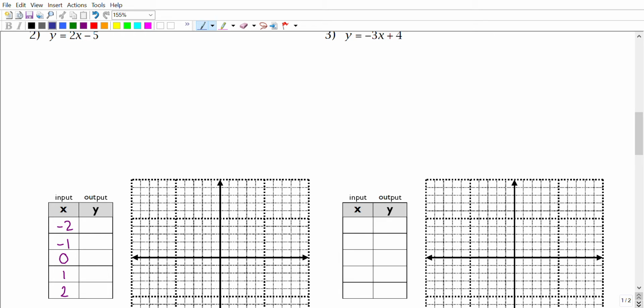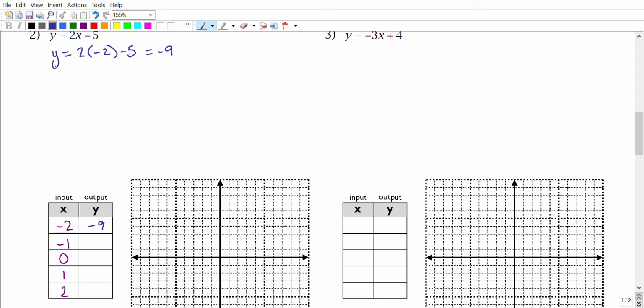Our first one that we want to substitute in here is -2, our smallest value in my equation. And what does that give us? Well, 2 times negative 2 is -4. -4 minus 5 is -9. And hence, my first output for y is -9.